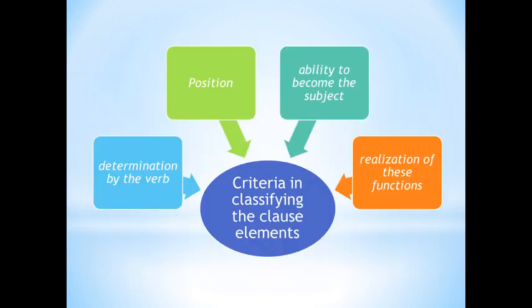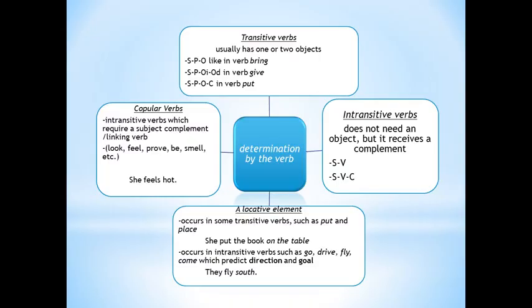Now we come to the criteria in classifying the clause elements. Therefore, the first, determination by the verb. Second, possession. The third, ability to become the subject. And the fourth, realization of these functions. See the determination by the verb.